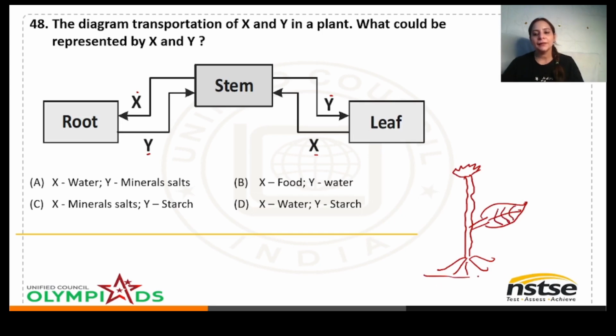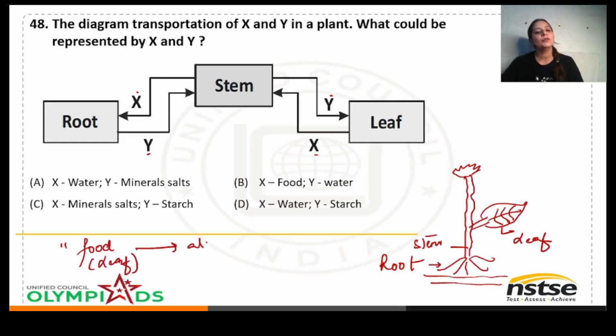I'll write here: these are roots, stem, and this indicates leaf. Now we know that leaves are able to make their food. Leaves are able to photosynthesize. So food is transported from the leaf to all parts, and mostly the food is in the form of starch. So instead of writing food, we can also write starch here. I am telling you starch because in the options you can see starch, so food or starch are one and the same thing for plants.